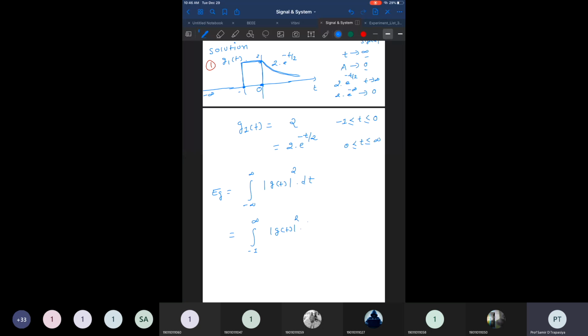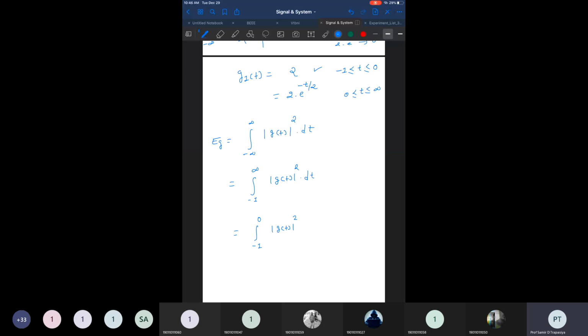The first part is this portion, which is known as a rectangular function. The second portion is known as the exponential function. So we need to integrate this in two parts. For the first part, the signal exists as a rectangular function from minus 1 to 0. For the other half, from 0 to infinity, we follow the exponential function, and we put all these values there.